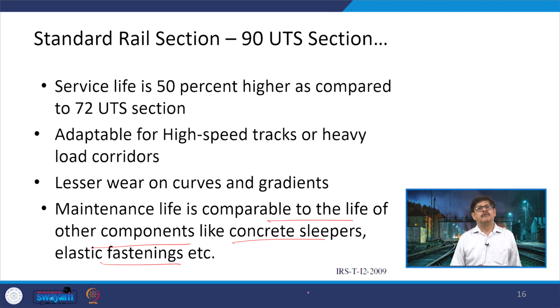And because of the strength parameters, they are adaptable to high speed tracks or heavy load conditions, and there is going to be less wear and tear on curves as well as on gradients, because of the stresses or the resistances which the curves and gradients offer to the movement of the train on these types of rails.